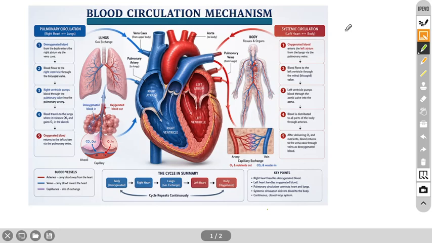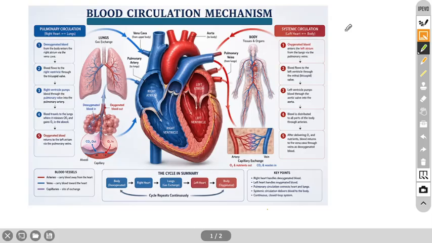Okay, good morning everyone. Today we will learn about the blood circulation mechanism. How is the blood transferred from the heart to the body, and from the body to the heart? Blood circulation mechanisms are of two types: pulmonary circulation and systemic circulation.